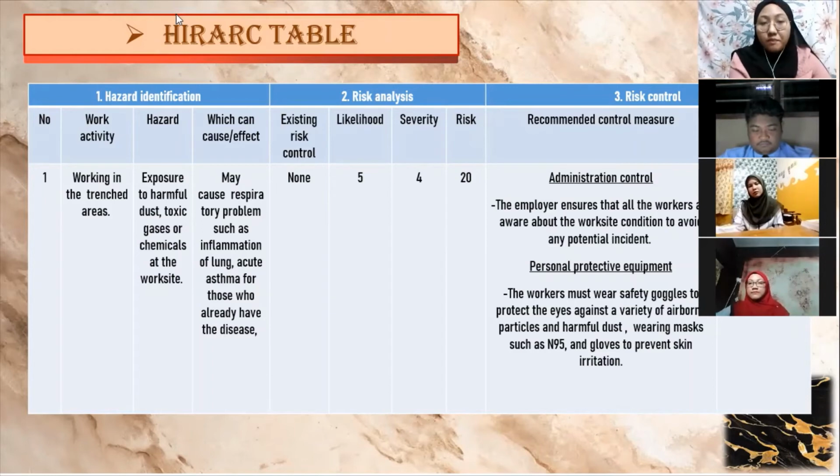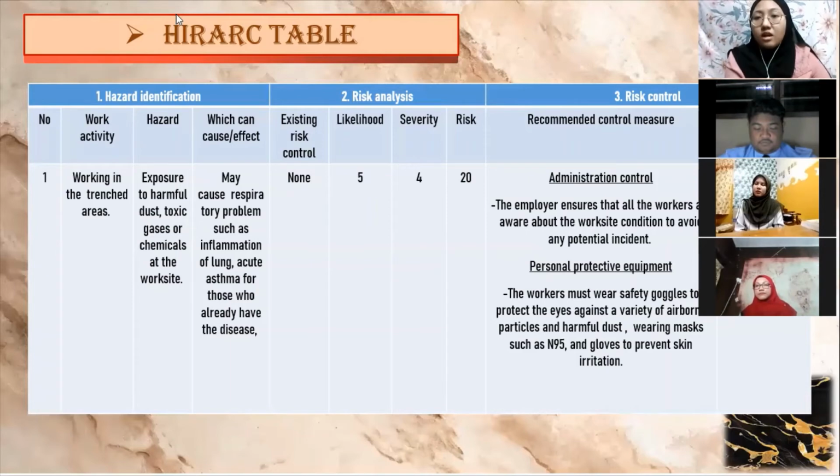Working in the trench area, the hazards that the worker is exposed to are harmful dust, toxic gases, or chemicals at the work site, and the effect of the hazard to the worker is respiratory problems such as inflammation of the lung, and acute asthma for those who already have the disease. There is no existing risk control, and in order to get the risk level, we must multiply the likelihood and the severity value, which is 5 multiplied by 4, to get a value of 20 for the risk level.